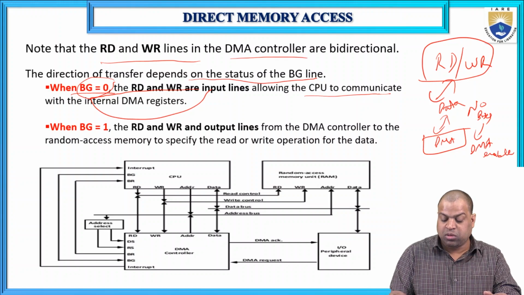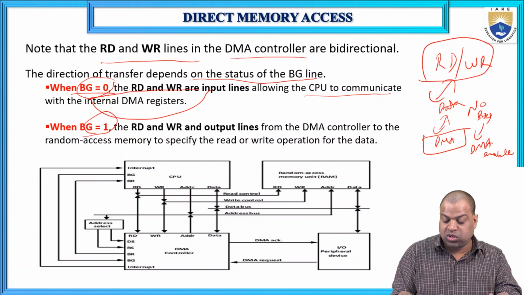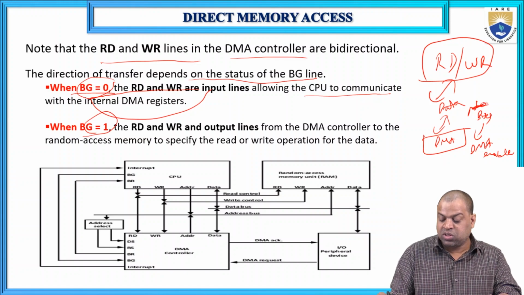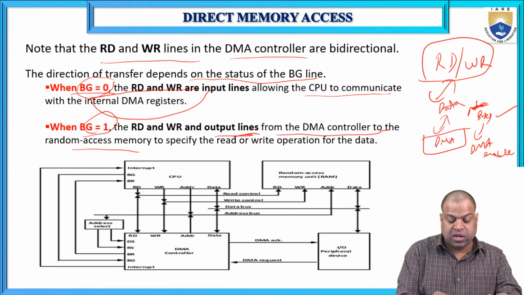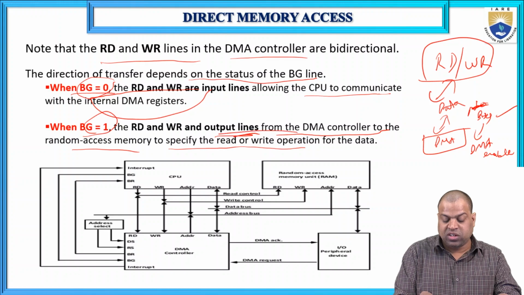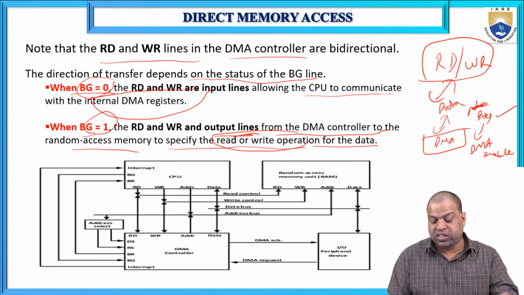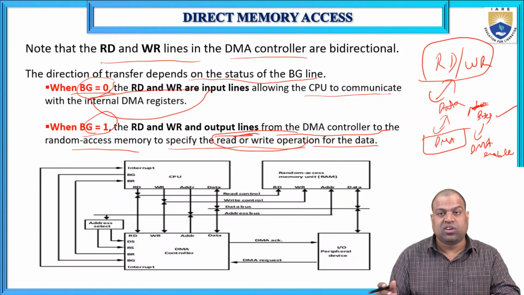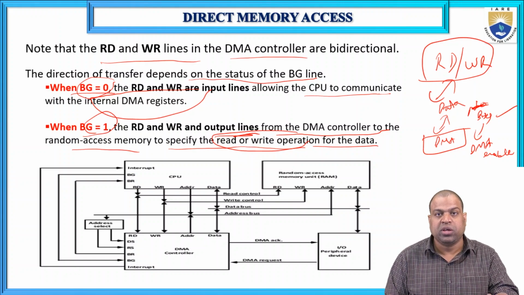If bus grant is equal to 1, meaning the buses are enabled, then the output lines are enabled from the DMA controller to the random access memory to specify the read or write operation for the data. So when bus grant is enabled, the output lines are enabled, and the read or write operation of the data should be specified in the memory. Here I am taking the memory as a random access memory.